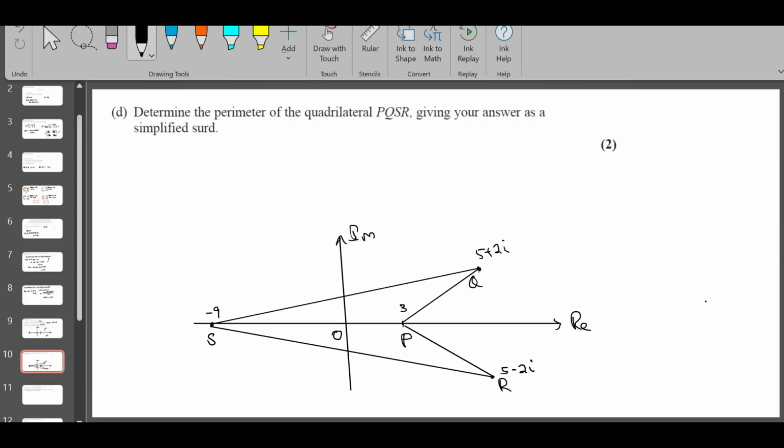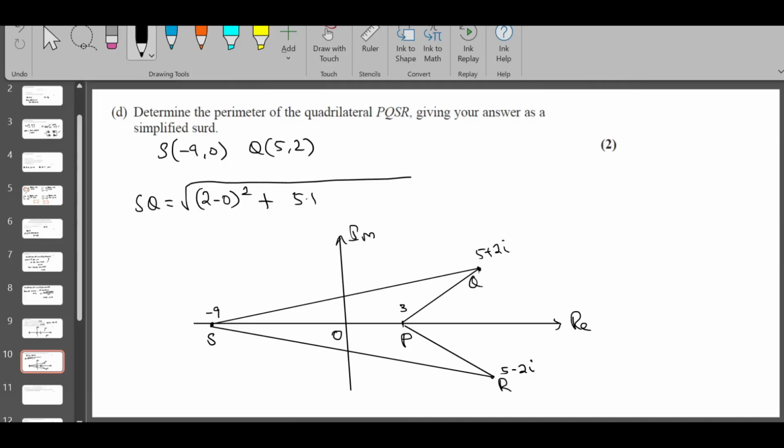So we need to find the distance SQ, which will be the same as the distance SR. And then you need to find this distance, which will be the same as this distance. Add all the distances, lengths. That will be the perimeter. Okay. So we are going to take it as a point S of minus 9, 0 and Q of 5, 2. So the distance SQ is the square root of y2 minus y1 the whole square plus x2 minus x1 the whole square. Get this value.